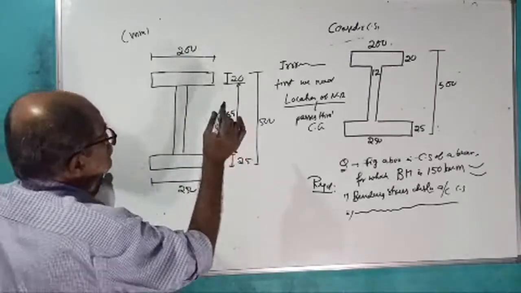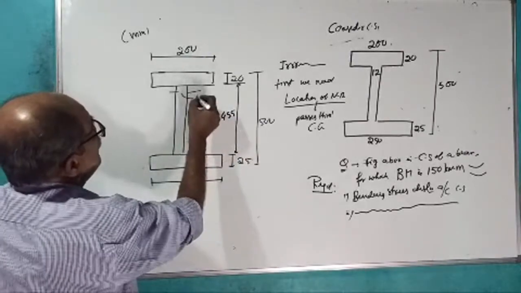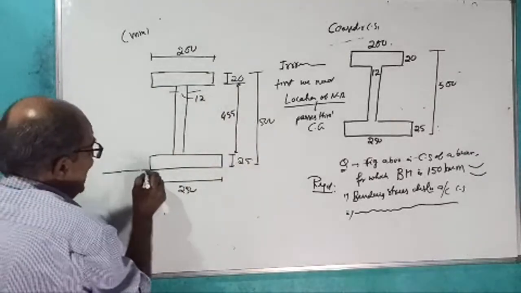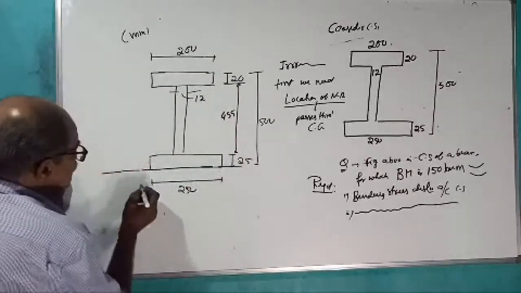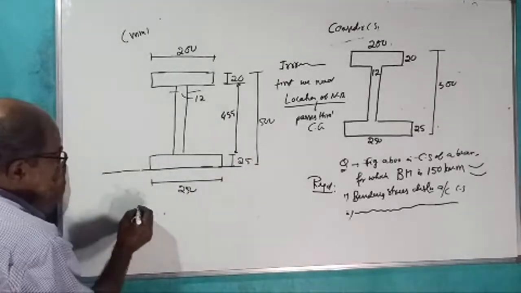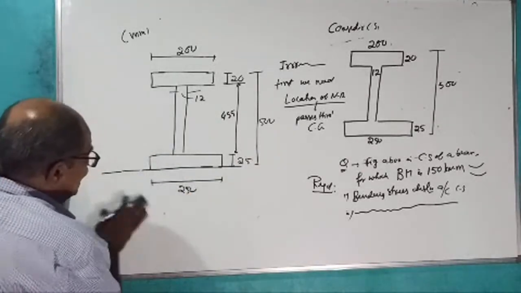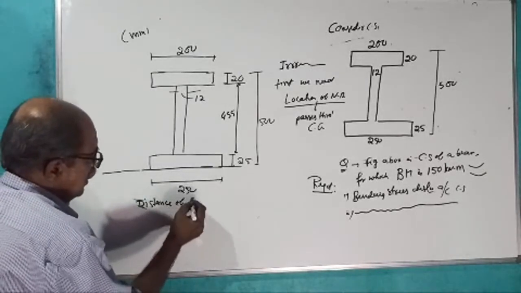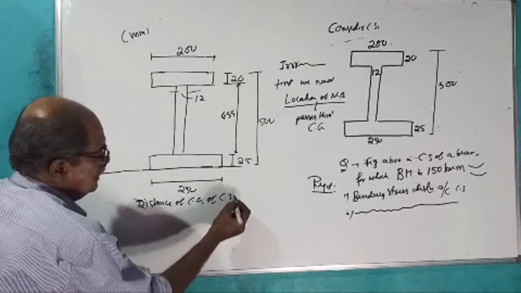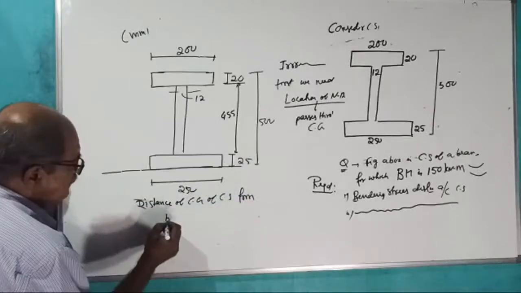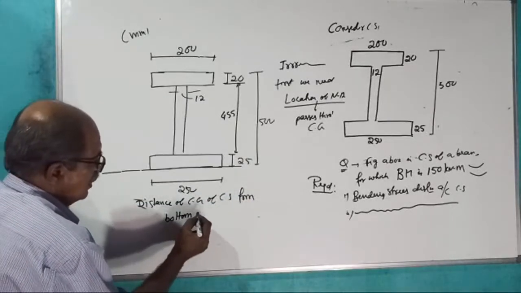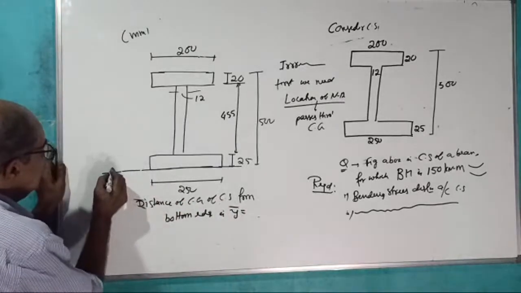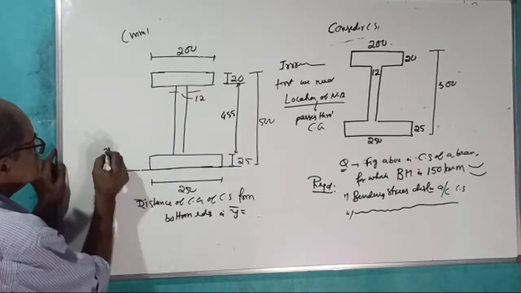455. Now this thickness is 12 millimeter. To locate CG I will take a reference axis here, the bottom edge. See, this is the bottom edge. So I want this y bar, the distance of CG of cross section from the bottom edge. Bottom edge means that is called y bar. I am measuring y bar this way.